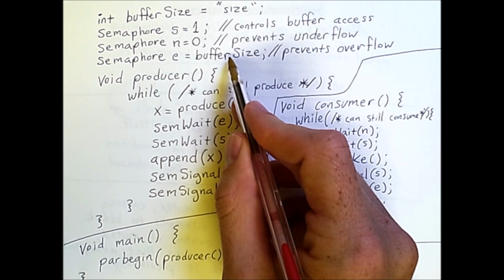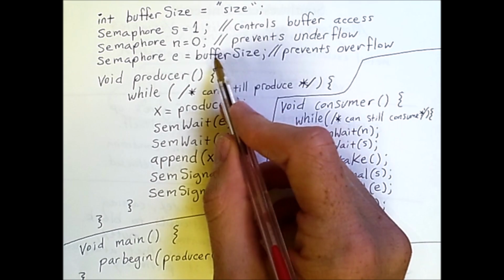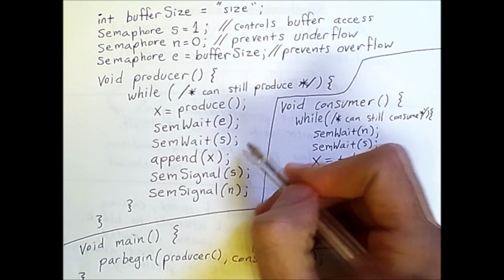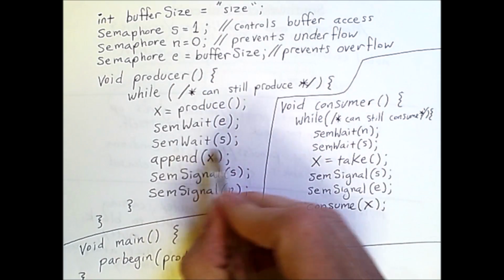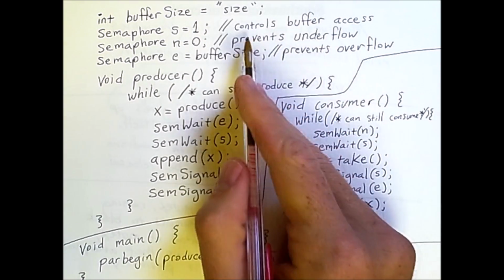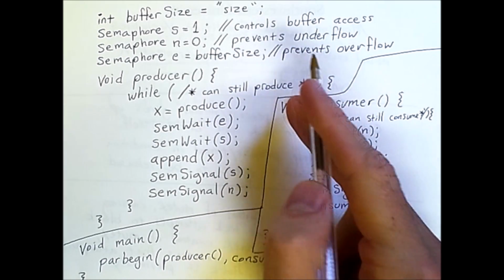It won't cause any blocks. We'll simply decrement that to indicate that we need to use up a slot, and we'll continue on. Then we do a wait on S. Now remember that S controls overall access to the buffer and provides mutual exclusion.